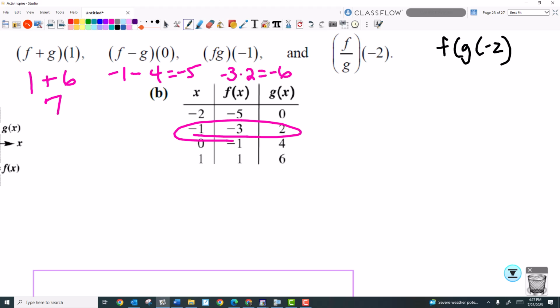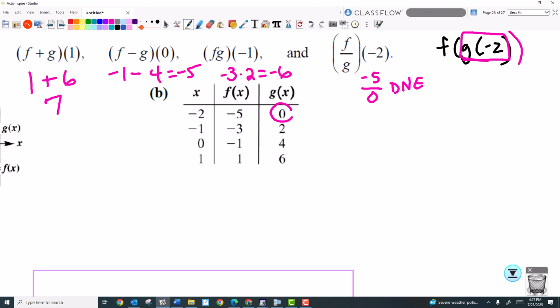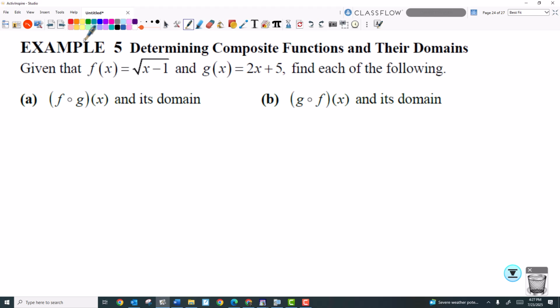F over g of -2 is -5 divided by 0, but you can't divide by 0, so that one does not exist, or is undefined. And then this last one, f of g of -2, you always start on the inside. So g of -2 is 0. So 0, then you bring the problem down around it. F of 0 is negative 1. So that one made up for the fact that the other one was awful.